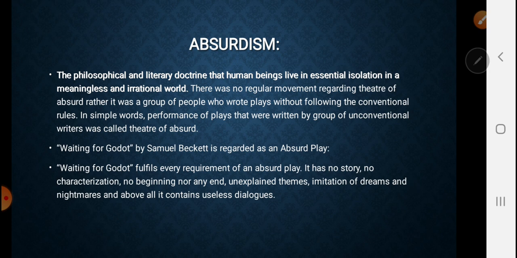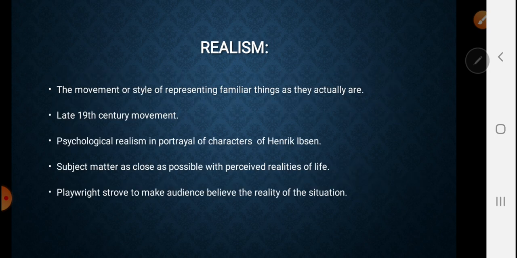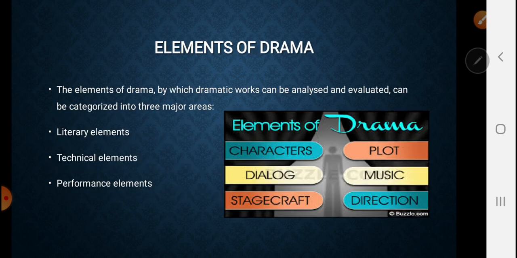Let's move forward. Then we talk about realism, the movement or style of presenting familiar things as they actually are. Late 19th century movement, it deals with the psychological aspects of a play.